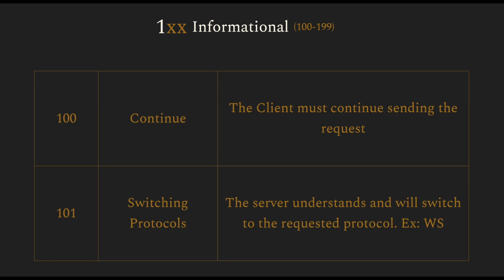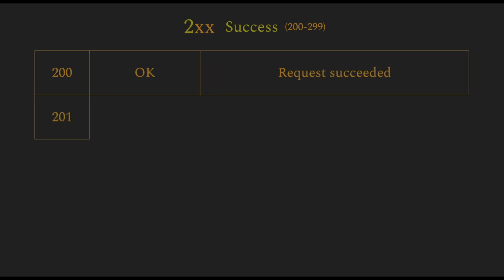For example, there are certain protocols written on top of HTTP like WebSockets, and the server can use 101 to tell the client that it's switching to this special protocol. 2XX is the most commonly used HTTP response. It's from 200 to 299, so there are 100 values. And 200 is the very most commonly used response code, which is OK, which means that the request succeeded. 201, we saw this earlier. It just means that the content was created, usually as part of a POST request.